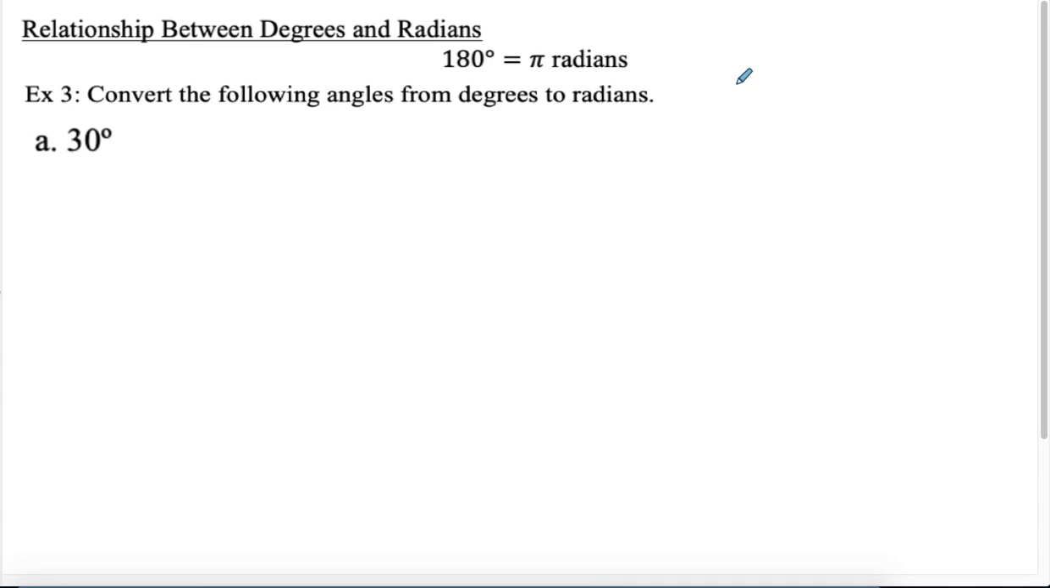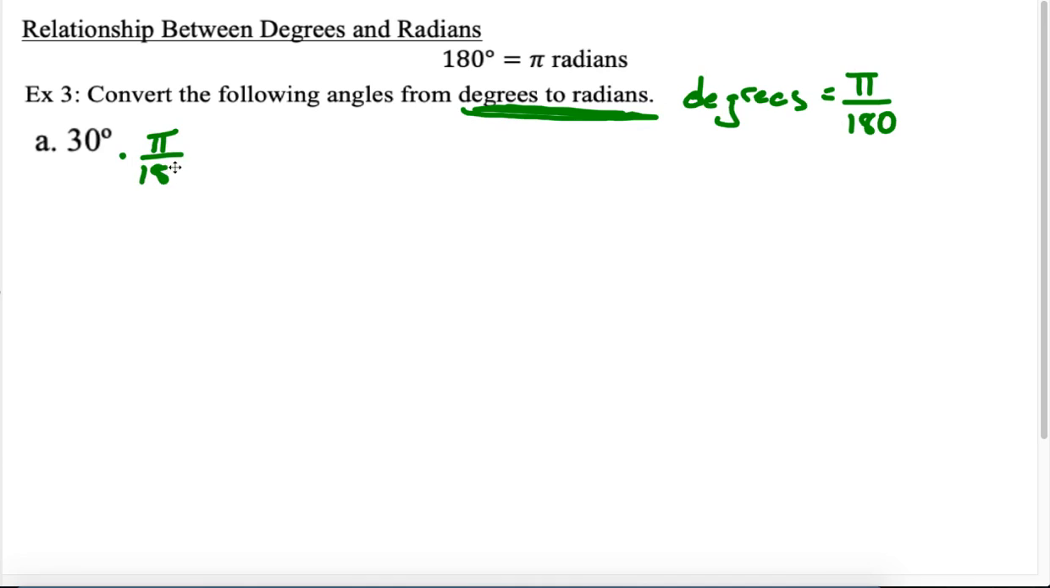The last idea that we're going to look at today is just converting between degrees and radians. We just talked about the idea that 180 degrees is equal to pi radians. So if I want to convert a degree measure into a radian measure, degrees would equal pi over 180, if I just divide both sides by 180 here. So whenever I'm going in this direction, from degrees to radians, I am just going to multiply by pi over 180.